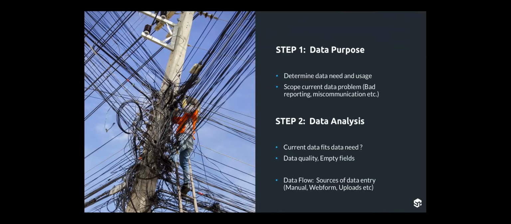So currently, does your current data fit your data needs as well? So if you want to do emails, it's handy to have the email addresses in place and have the validated email addresses. And is that data qualified as well, or is there a lot of empty fields? So how do I have to improve that? Also make a map of the data flow. So how does your data enter your Salesforce? So you map that out.